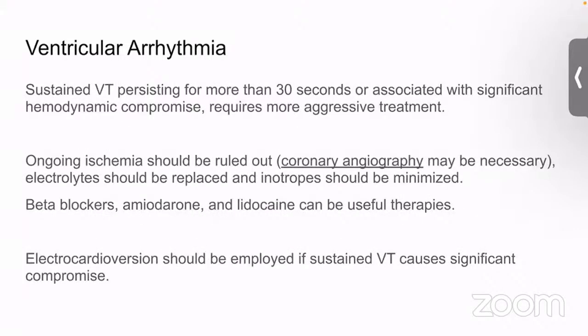Sustained VTAC persisting more than 30 seconds or associated with significant hemodynamic compromise requires more aggressive treatment. We should also rule out ongoing ischemia by coronary angio. Electrolytes should also be replaced, and inotropes should be minimized. We can also use beta blockers, amiodarone and lidocaine. And electrocardioversion should be employed if sustained VTAC causes significant compromise.